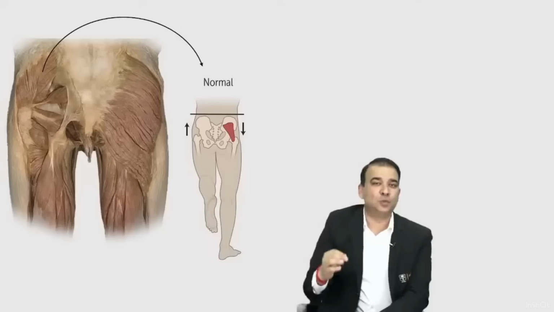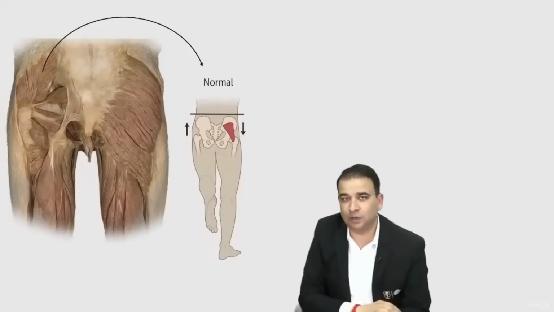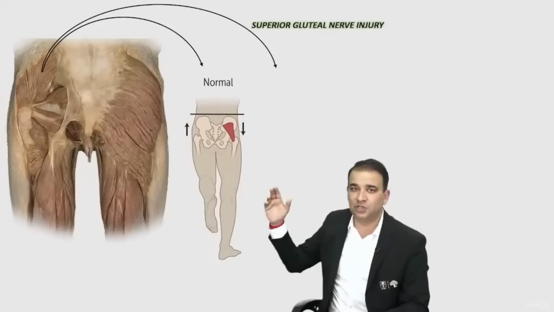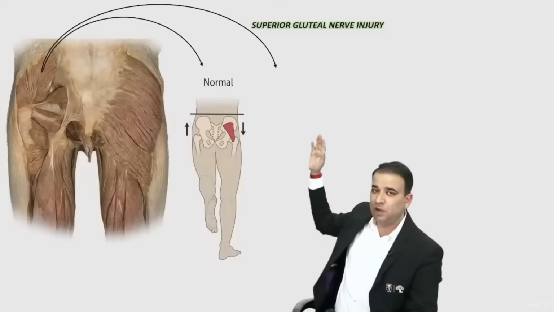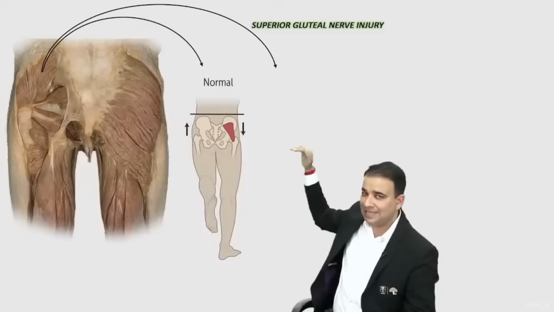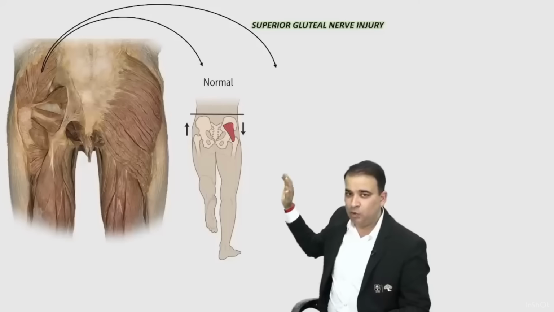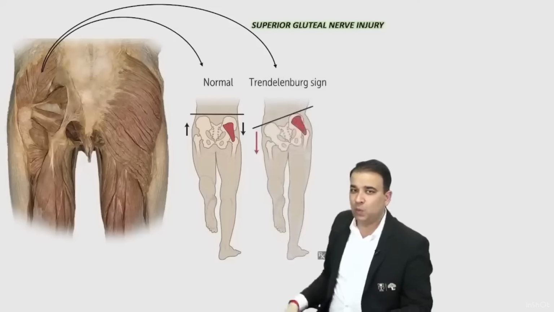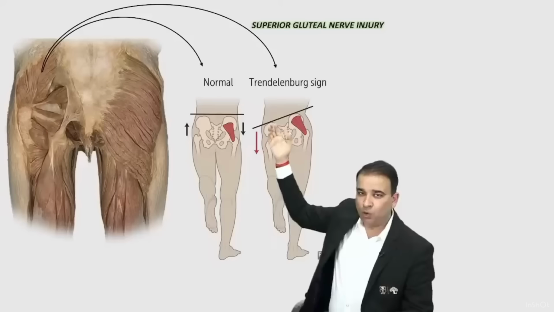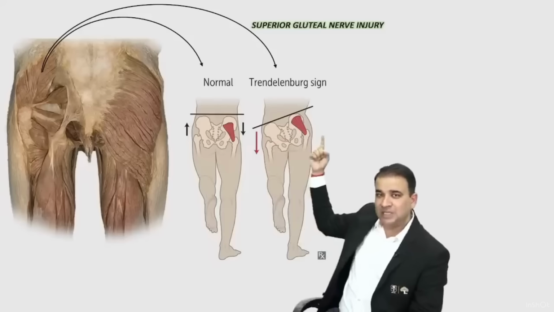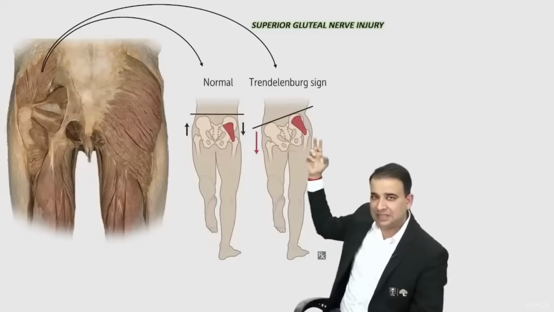But let's say if there is a superior gluteal nerve injury, the nerve which is supplying the gluteus medius muscle, then obviously the gluteus medius muscle will not be working, will not be able to hold the pelvis at the same level, and the moment you take the foot off the ground, that pelvis will drop here. You can see you're not able to hold the weight of the pelvis, it is dropping down because the opposite side gluteus medius is not working.